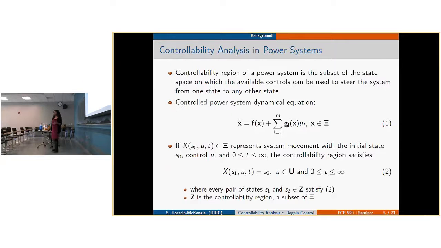For the controllability region, it's any pair of states, S1 and S2, that satisfy the equation presented in 2. So within that controllability region, there exists a control u that in finite time t can steer the system from S1 to S2. All those states for which this condition is true create the controllability region. That controllability region is called Z, which is a subset of the entire state space.